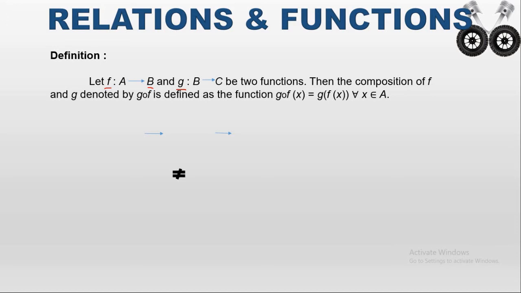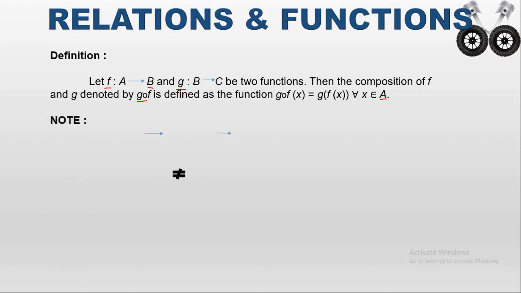Then the composition of f and g is denoted by g o f, that is g composition f, and it is defined as the function (g o f)(x), which is equal to g of f of x, for all x belonging to A. So where is the A? A is in the function f.